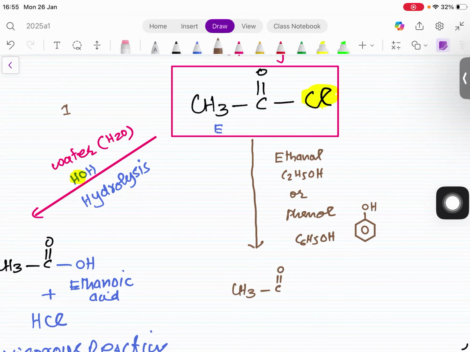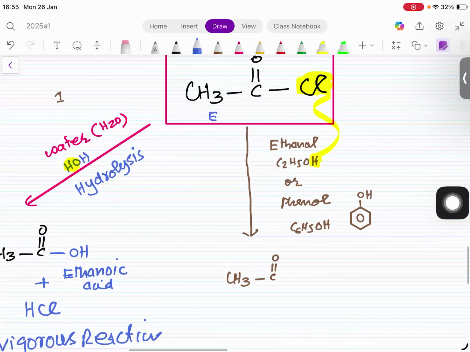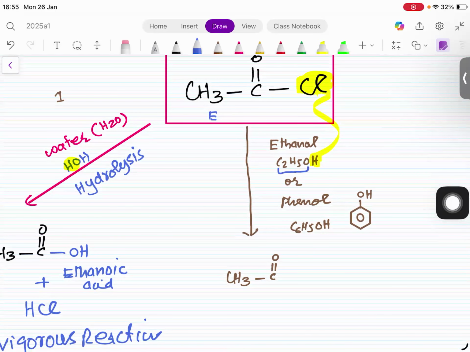Now, what is gone? For example, first let me write the product with ethanol. What will be the ethanol's nucleophile? Just remove its hydrogen. This hydrogen is going to go with Cl to make what? HCl. So this part is going to go and take the place of Cl. So what is the product? O C2H5. This is what? Ester plus HCl.